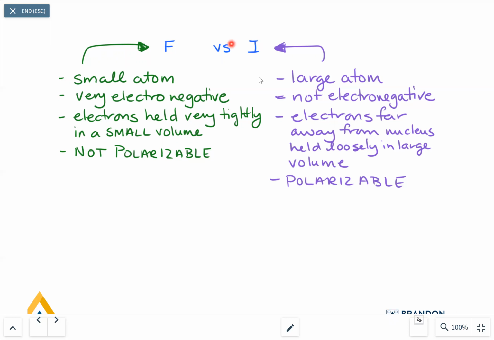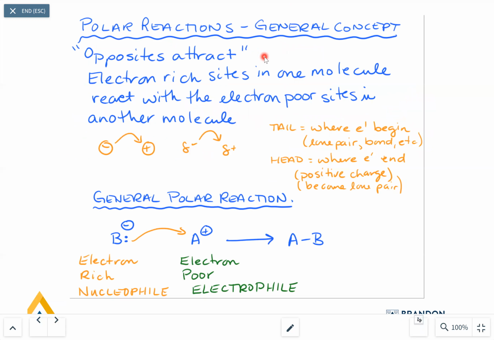Whereas iodine is a really large atom. It's not electronegative, so the electrons are dispersed really far away, but they can be manipulated by the solvents, which makes this thing polarizable. So the negative charge can be stabilized in that large orbital, but it's also polarizable. We're going to see later on that I minus is capable of doing things that F minus is incapable of doing because of its polarizability.